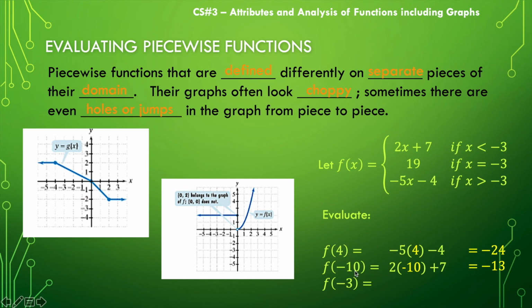All right, and our last example here, f of -3. Well, which of these will -3 fit into? Is it less than -3? Is it equal to -3? Or is it greater than -3? And since it's equal to -3, we just come over here and sub it in, but there's no place to sub it in. That means I just pull this value. So f of -3 is just going to be equal to 19.